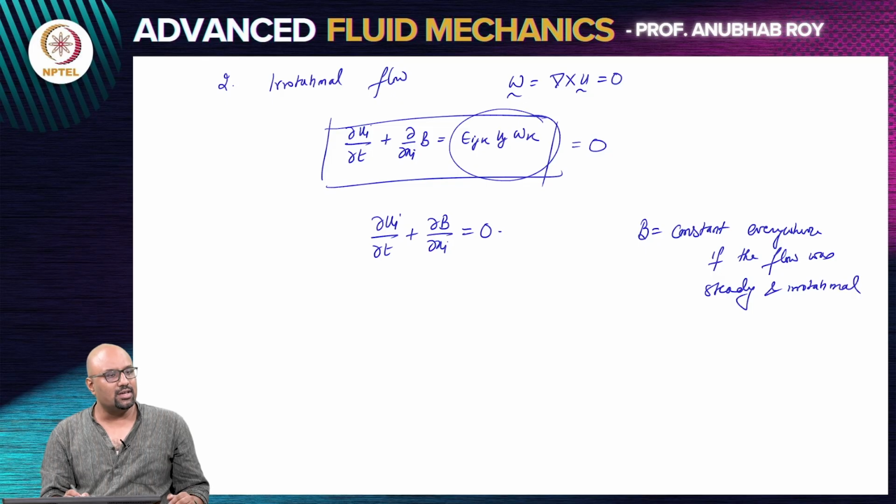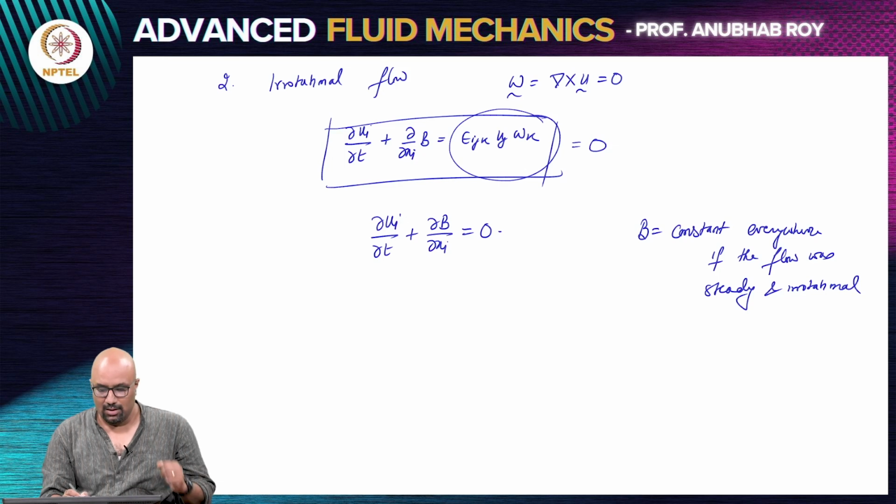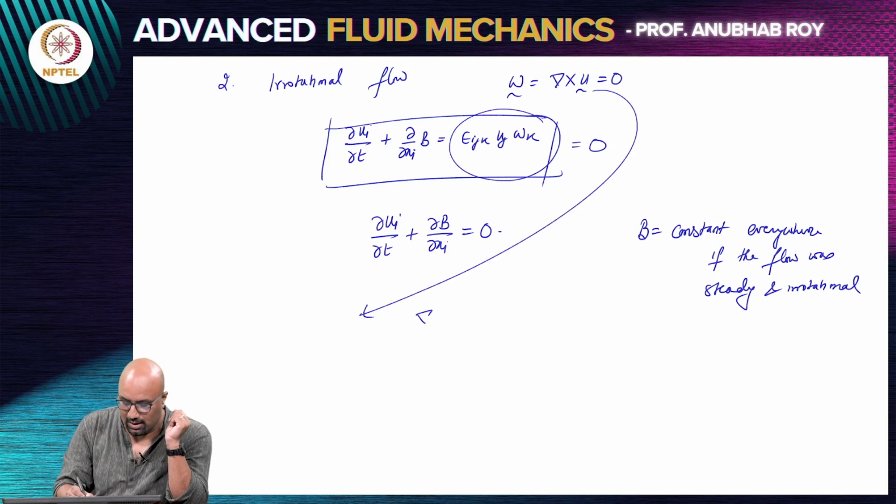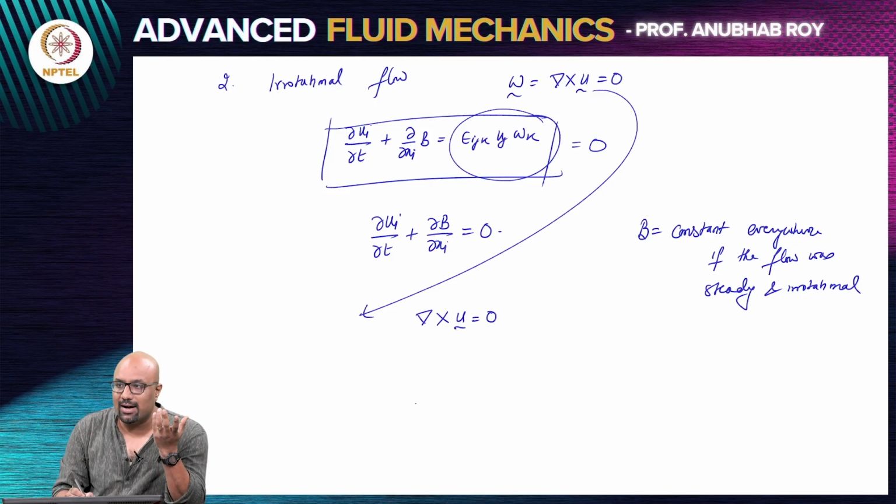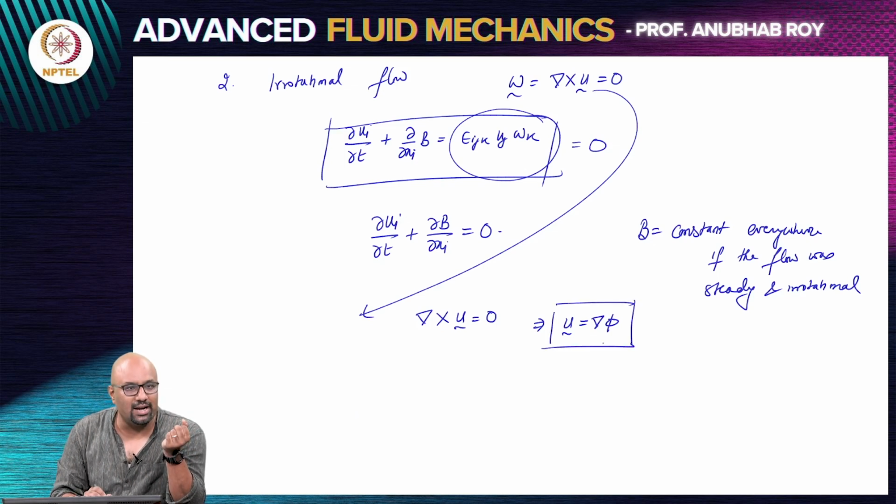But what if the flow is irrotational and unsteady? I don't say anything about time dependence. Then I go back to this equation. I have the curl of the velocity field to be 0. So, going back to vector calculus, if there is a vector field that has 0 curl, then that vector field can be written as the gradient of a scalar potential, because the curl of a scalar gradient is always 0. So, one can express that vector field in terms of the gradient of a potential.